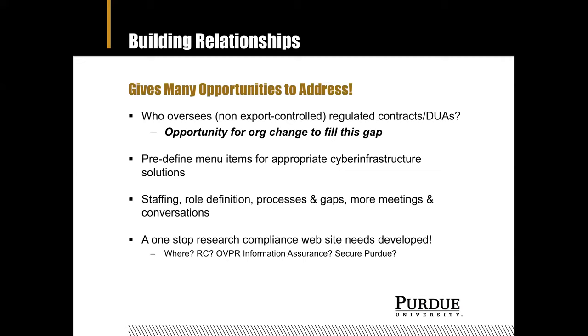And then finally, this is kind of an obvious one, but it's one of those organizational questions that are hard to answer. We clearly need a one-stop research compliance website developed so the faculty or the research administration can go through and find all these sorts of things, and we can keep information moving out throughout the university. But where exactly does that need to sit? We need to sort that out. Is that a research computing job? Does that need to be in the Vice President of Research Information Assurance Office?